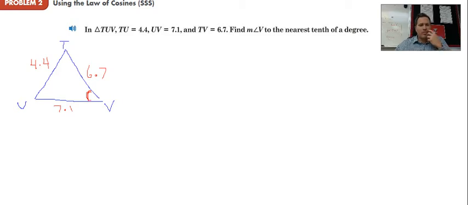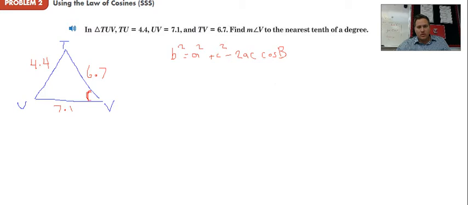So remember, we wrote the formula. It didn't matter which one we had. Let's say we did the b squared one, the one we just wrote: b squared equals a squared plus c squared minus 2 times a times c times the cosine of b. Even if we have different letters than A, B, or C, it's the same process. We are trying to find the cosine of V.